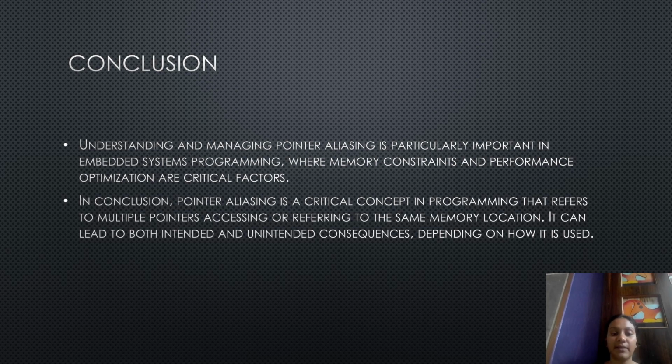Conclusion. Understanding and managing pointer aliasing is particularly important in embedded system programming, where memory constraints and performance optimizations are critical factors. In conclusion, pointer aliasing is a critical concept in programming that refers to multiple pointers accessing or referring to the same memory location. It can lead to both unintended and intended consequences depending on how it's used.